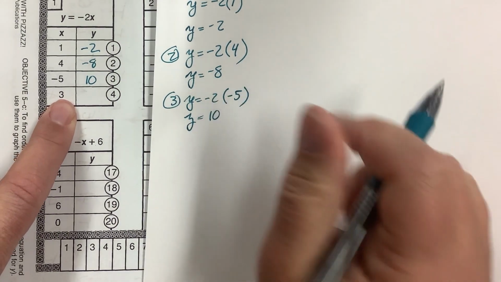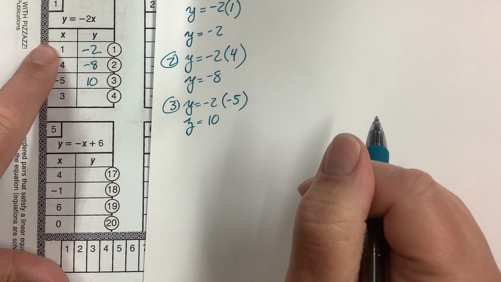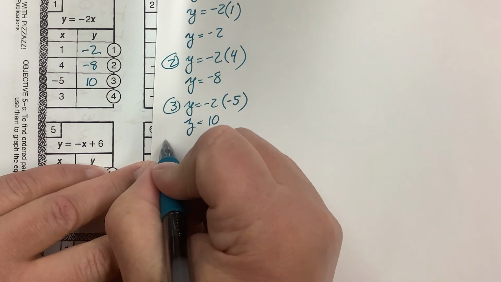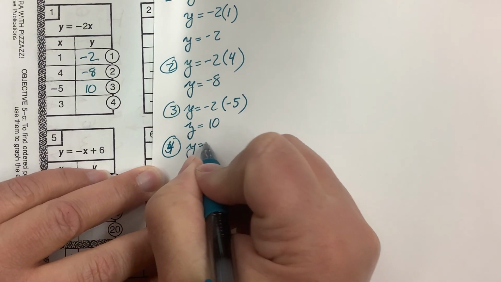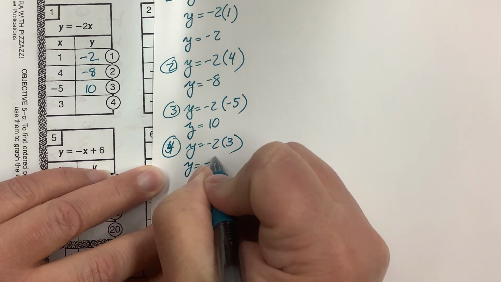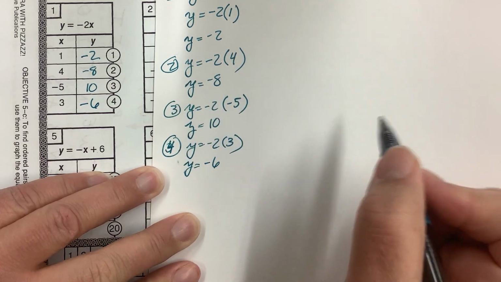All right, these are not in order. I don't like that. In my opinion, they should be in order. But I guess my opinion doesn't really matter. This is somebody else's function table. So y equals negative 2 times 3, y is negative 6. So, yeah, negative 6. All right. And I'm done with that box.